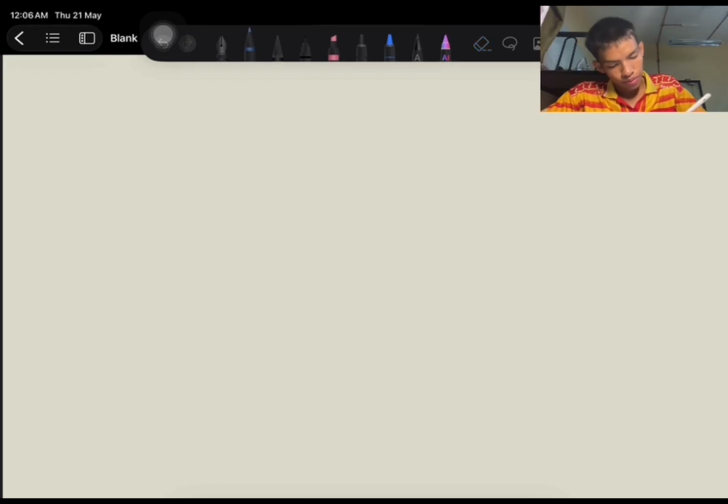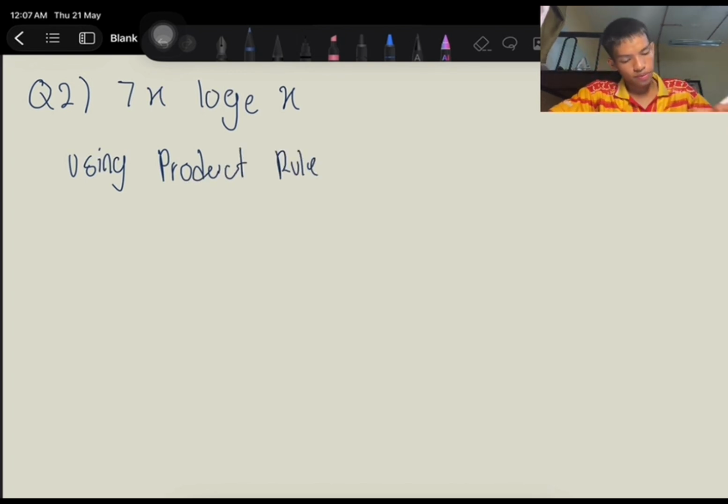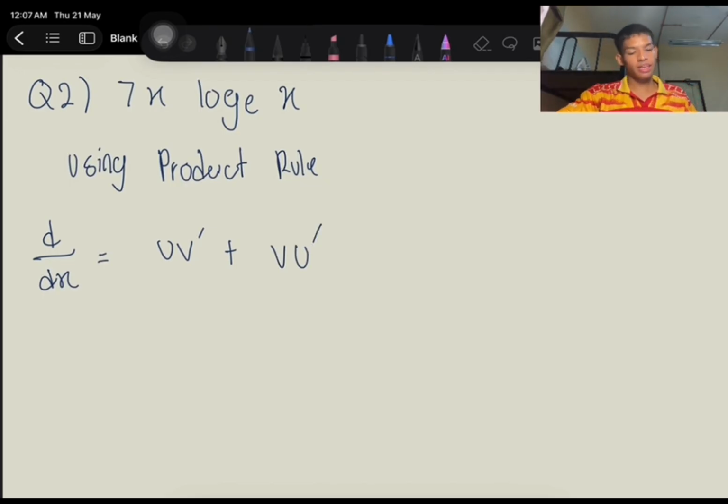Question 2 is 7x log base e x. So using the product rule, the formula is d over dx equals u v prime plus v u prime. Yes, that's the formula.